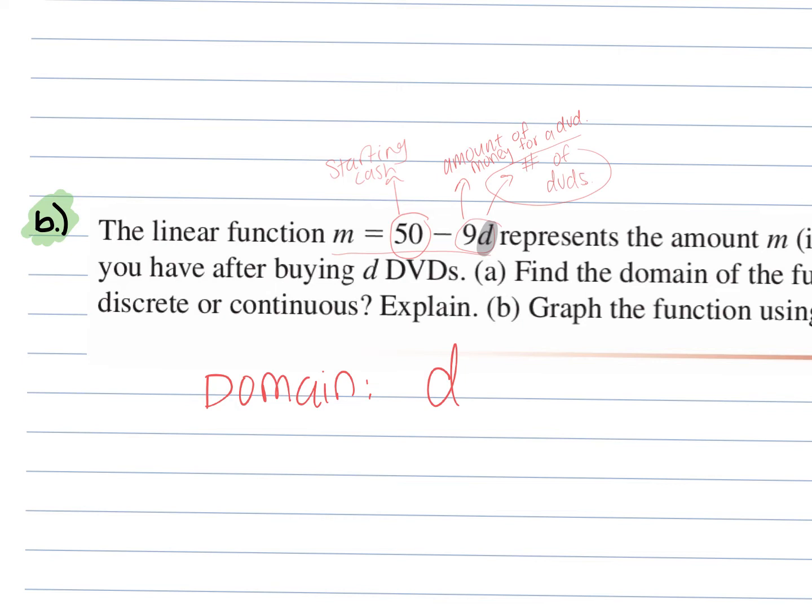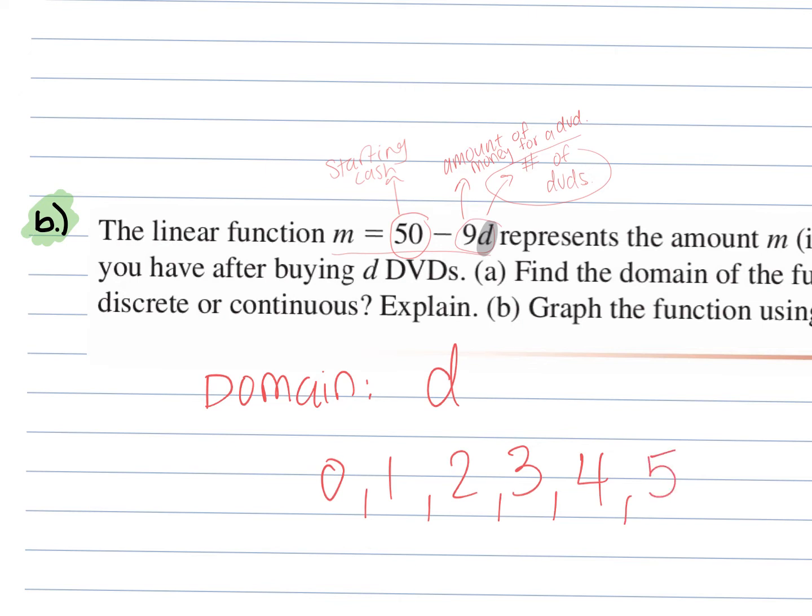Okay, so let's start with D being 0. Could we buy 0 DVDs? Have you bought a DVD yet? So is it possible to buy 0 DVDs? Could you buy a negative amount of DVDs? No, that doesn't really make sense. You can't owe Blockbuster a DVD. Could you buy 1 DVD? Yes, because you have $50. Could you buy 2? 3? 4? Could you buy 5?